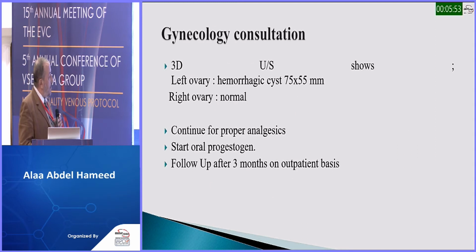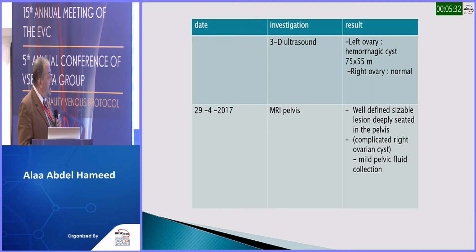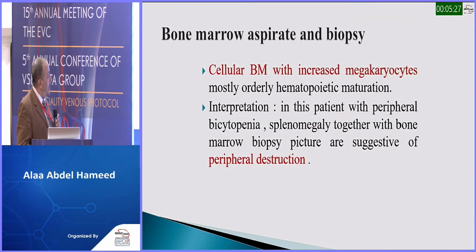On consultation with gynecology for the vaginal bleeding, they revealed by ultrasound that this lady has a hemorrhagic cyst in the left ovary, the right ovary was normal, and they recommended to continue proper analgesic, start oral progestin, and follow up after 3 months on an outpatient basis. This is the 3D results.